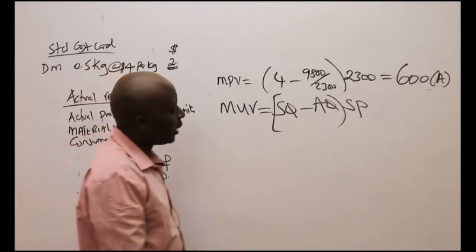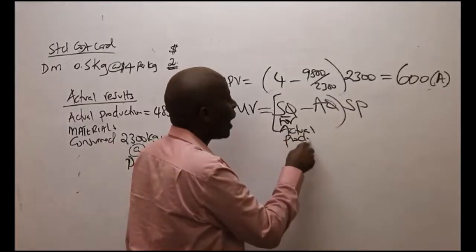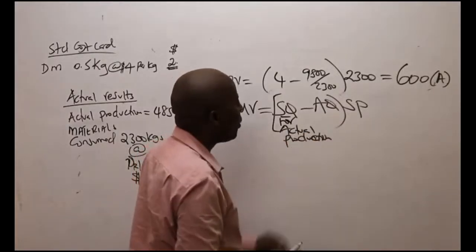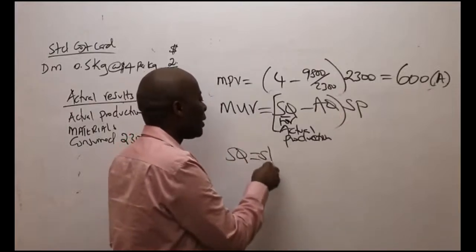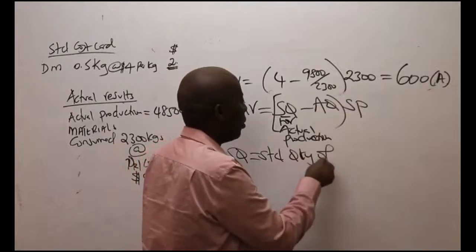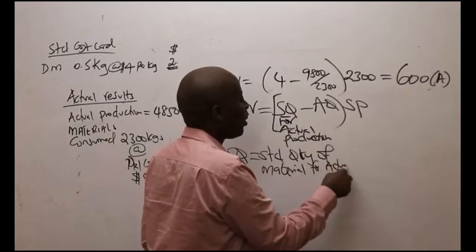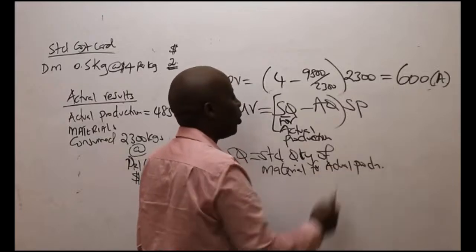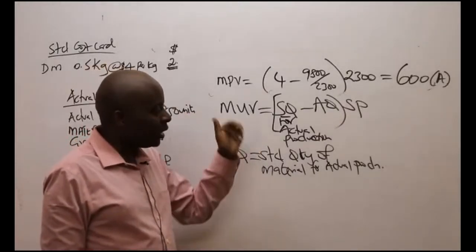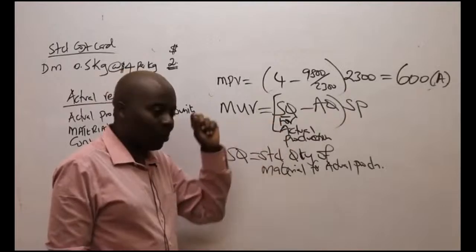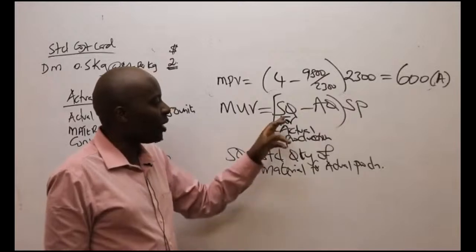Please don't forget that this capital SQ is standard quantity for actual production. This is standard quantity of materials for actual production. Meaning that, ladies and gentlemen, you must involve the number of units here that were actually produced.